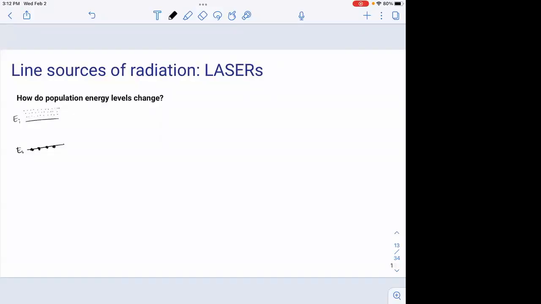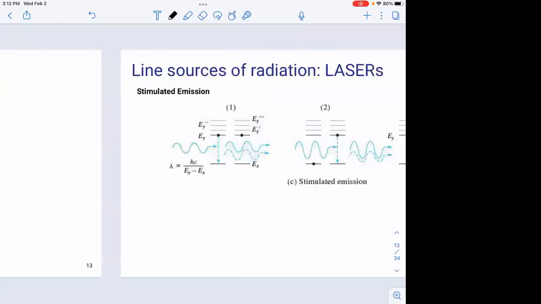So I'm going to hopefully excite my ground level atom or molecule, in this case molecule, because I've drawn those vibrational energy levels in, to an electronically excited state. Okay, so, oh geez.